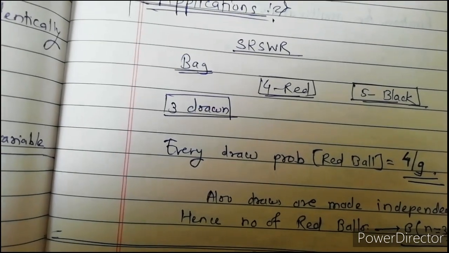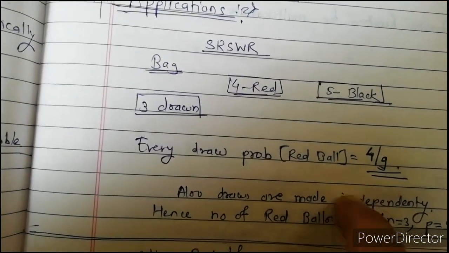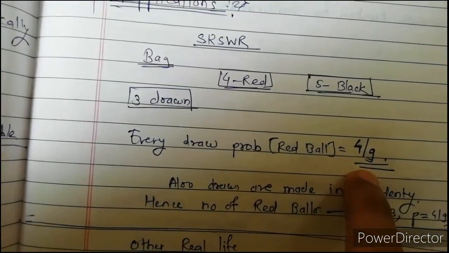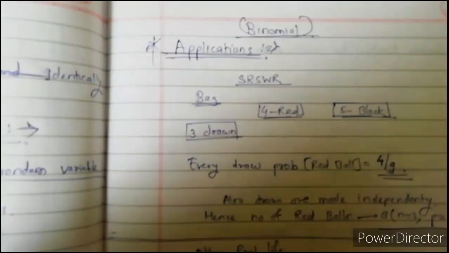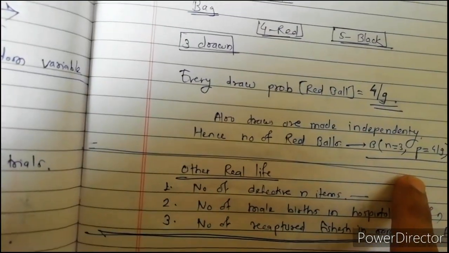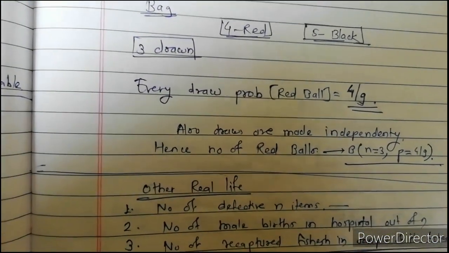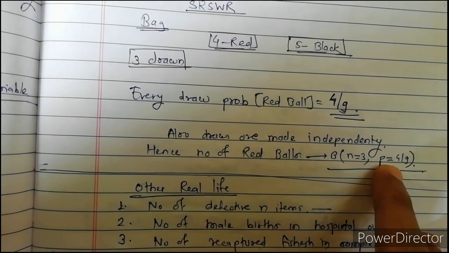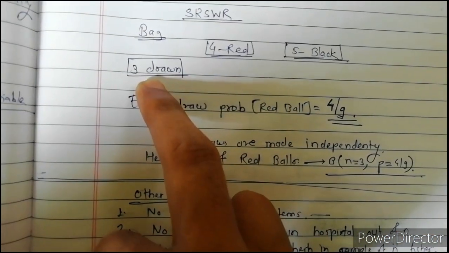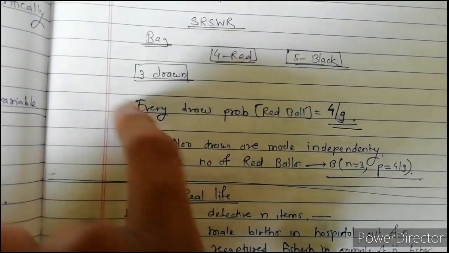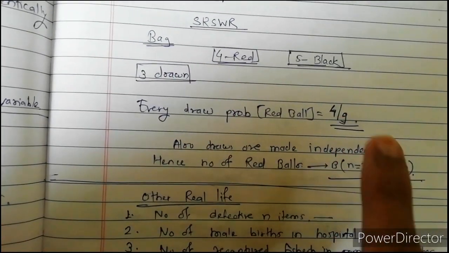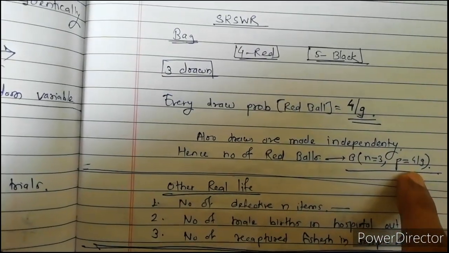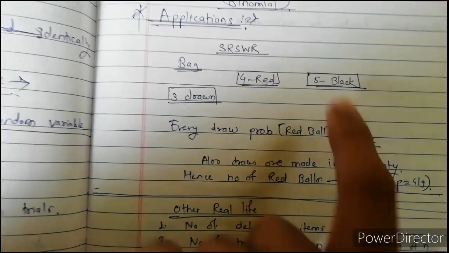At every draw, the probability of a red ball remains 4/9. How is it calculated? Because the red balls are 4 and the total balls are 9. That's the reason the probability of a red ball is 4/9. Also, the draws are made independently, hence the number of red balls in the sample will follow the binomial distribution with n equal to 3, because 3 balls are drawn. This is an example of the binomial distribution with parameters n equal to 3 and p equal to 4/9. This can be one of the applications of the binomial distribution.